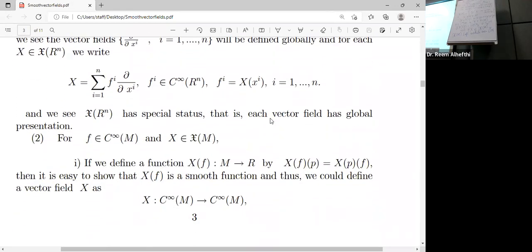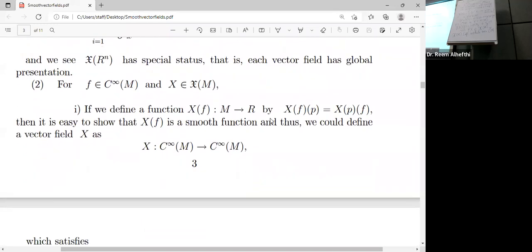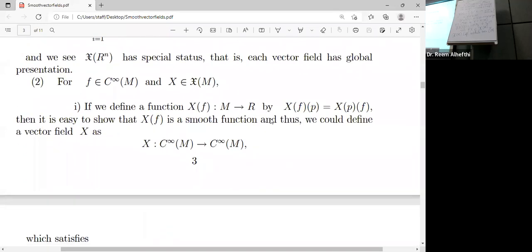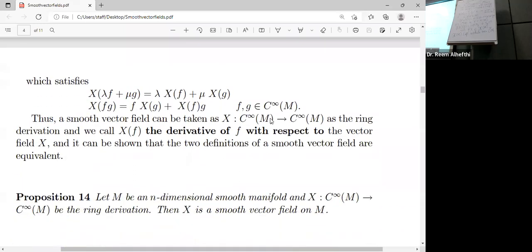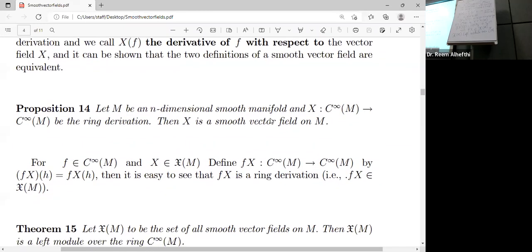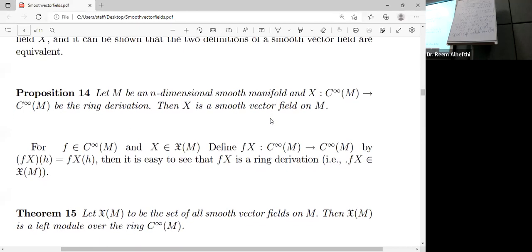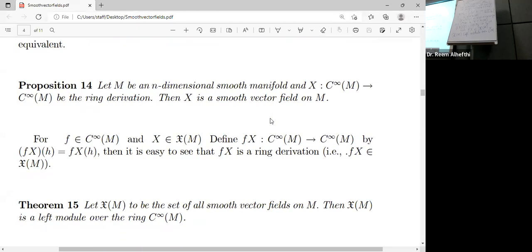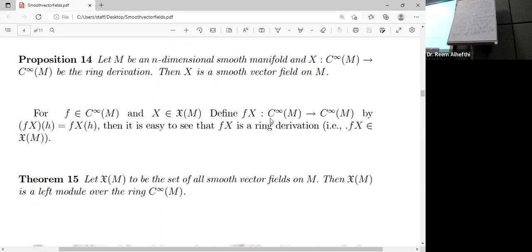This Remark 13 I have already discussed, that the two definitions of vector fields are equivalent. And that is the content of Proposition 14: if M is an n-dimensional smooth manifold, then X taken as a ring derivation is a smooth vector field.